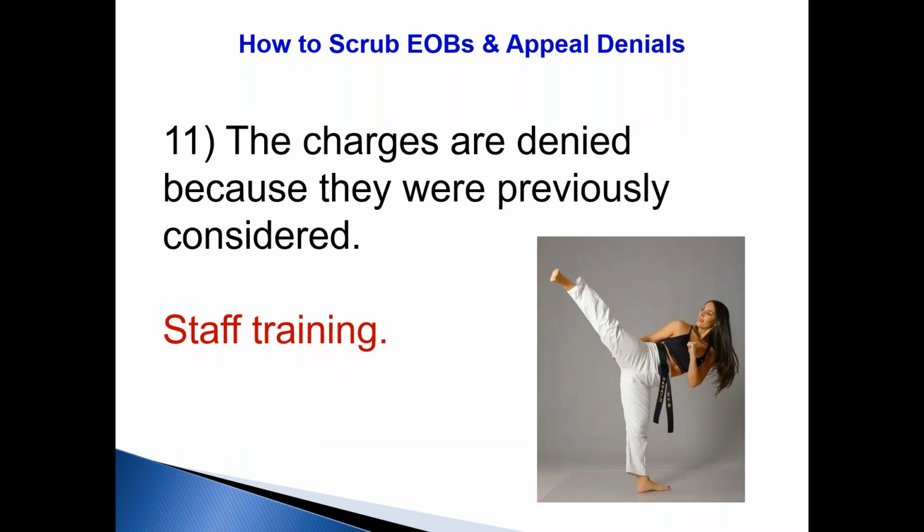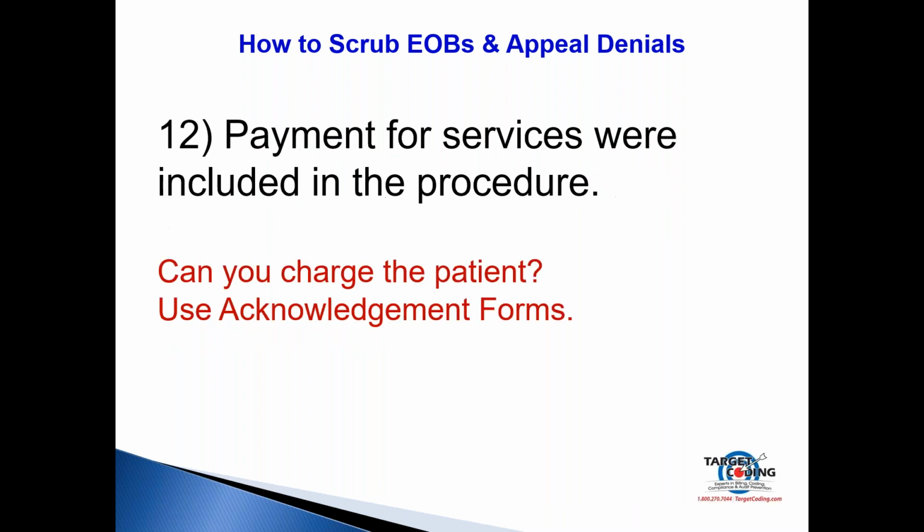Next, number 11, the charges were denied because they were previously considered. You need to train your staff members to be 10th degree black belts in insurance collections. This is about staff training. Number 12, payment for the services were included in the procedure. What? What do you mean included in the procedure? I'm out of network. I can charge whatever I want. Oh, wait, I am in network. I can't charge the what? So forms, acknowledgement forms, financial forms. You could have the best software in the world.